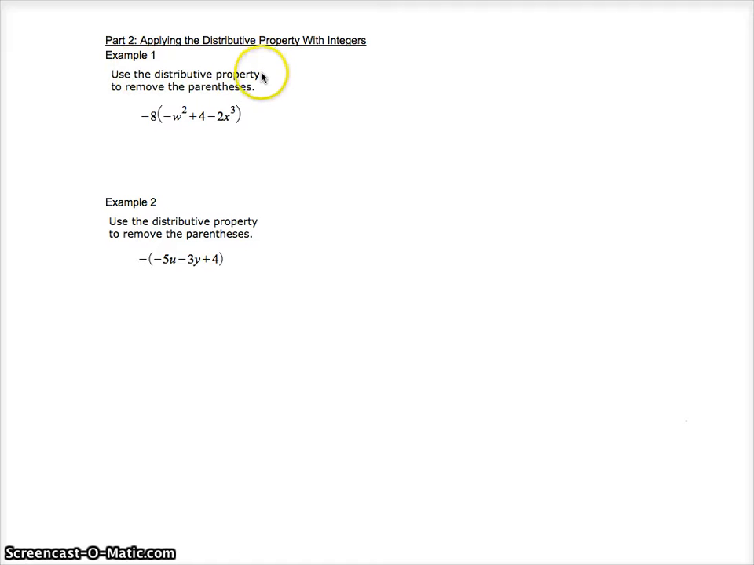In example 1 it says use the distributive property to remove the parentheses. So what we're going to do is to remember that distributive property means that I'm going to multiply across the parentheses. So I'm going to take this negative 8, I'm going to multiply it by negative w squared, 4, and minus 2x cubed.